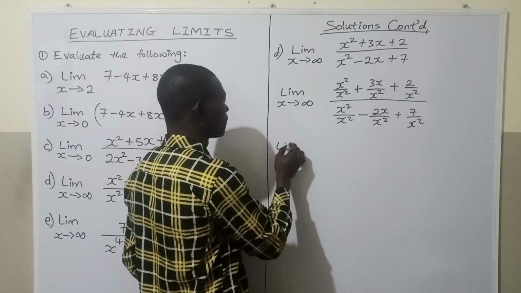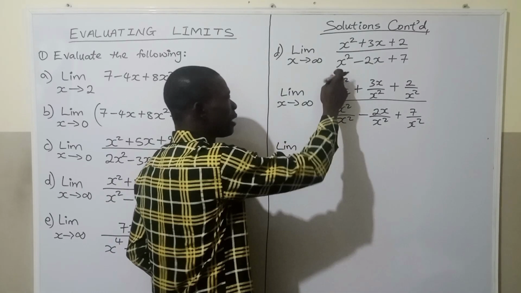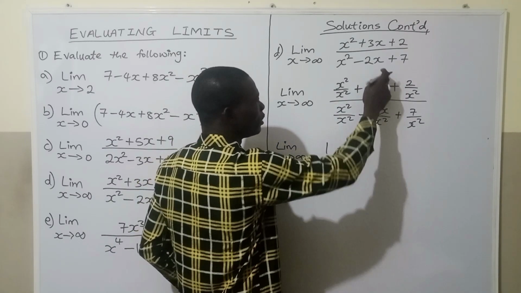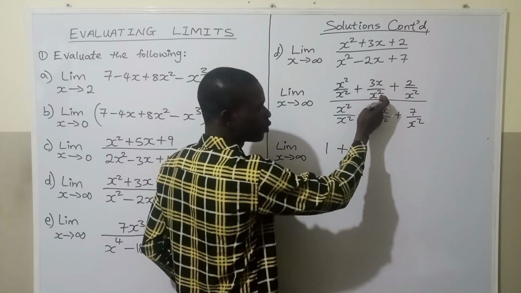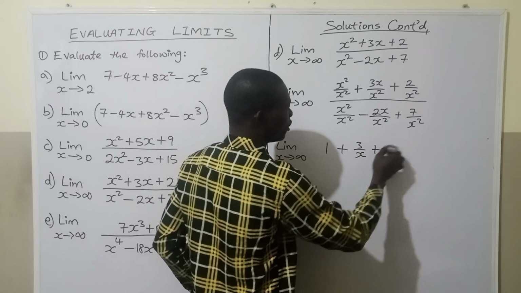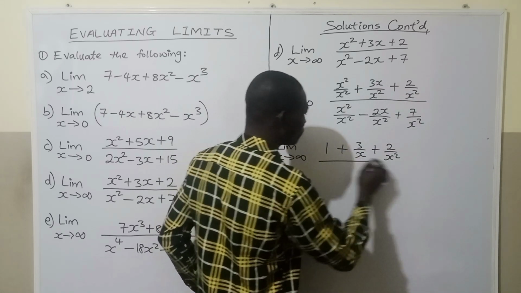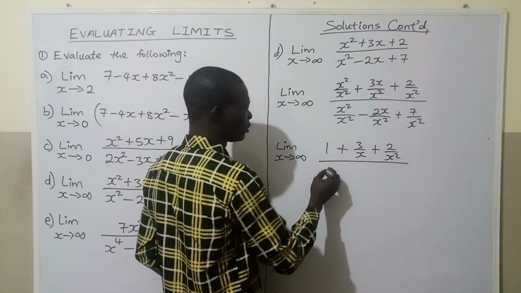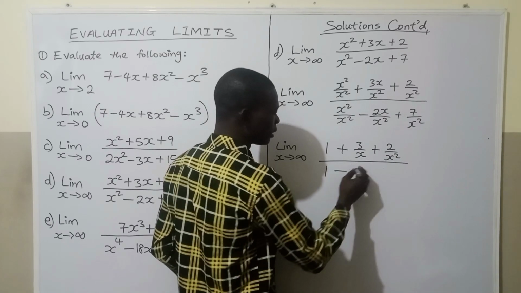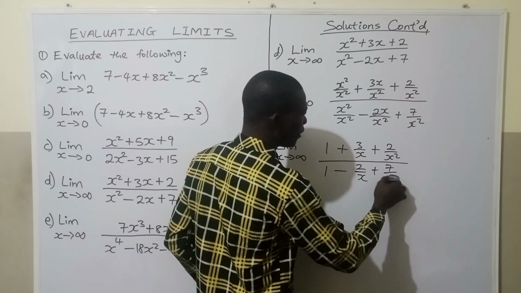So when we simplify this, what does it become? That becomes limit as x tends to infinity. Now we have x squared divided by x squared. When we have x squared divided by x squared, that's going to be 1 plus 3x over x squared. This x would have cancelled one of these, so we'll be left with 3 over x. And of course, nothing to cancel for this, so that's still going to be what? 2 over x squared. Okay, over x squared over x squared is also going to be what? 1. Then minus 2x over x squared, that's going to be 2 over x. And then finally plus 7 over x squared.